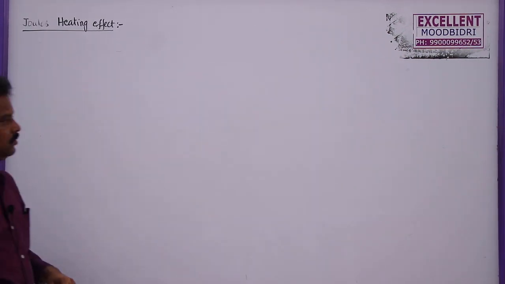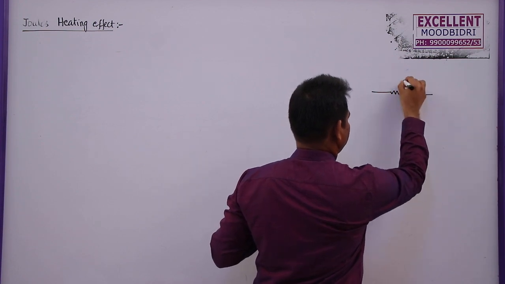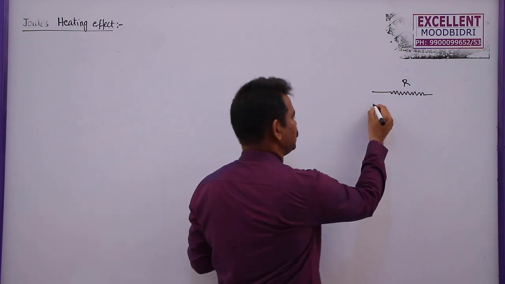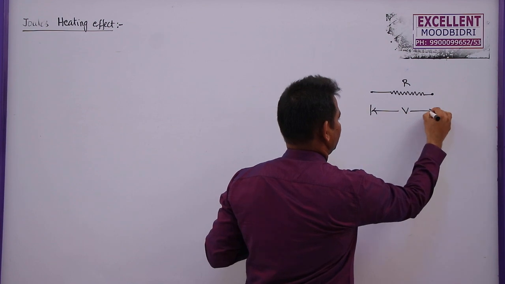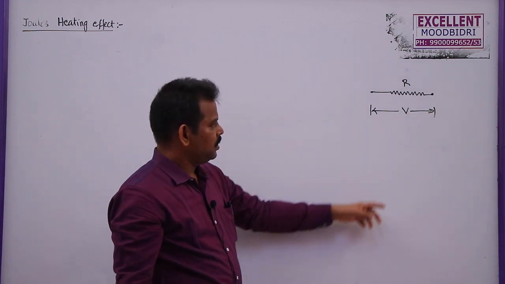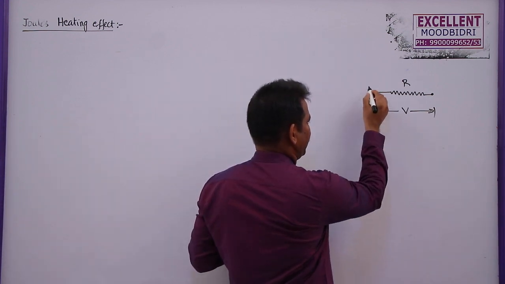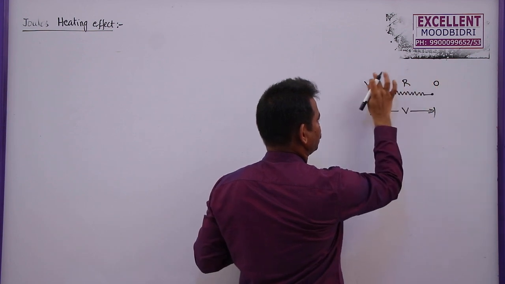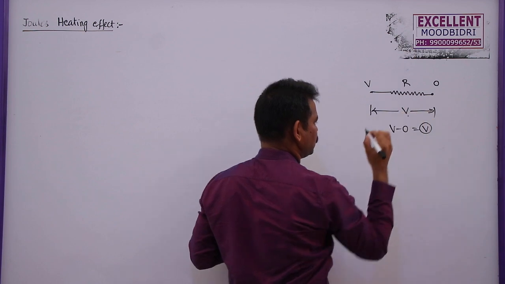Heating effect. Consider a resistor of resistance R which is connected to a battery. That means the potential difference between the two ends of this resistor, let us say, is V. So a PD of potential V is applied between the two ends of this resistor. Let us say this end is at high potential V and the other at low potential, let us say 0. So the potential difference between the two ends is V minus 0, which is equal to V.